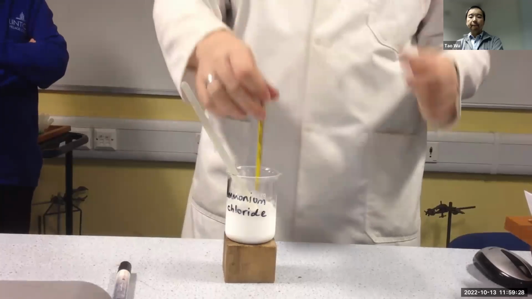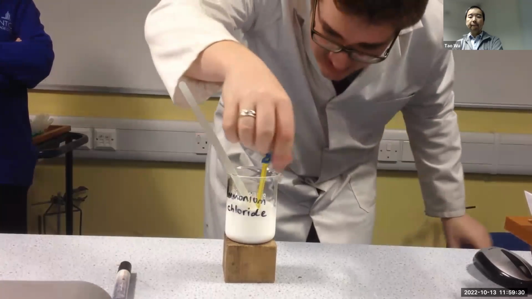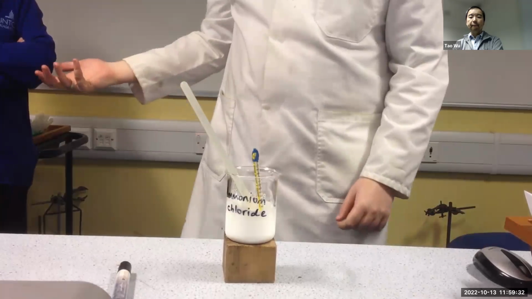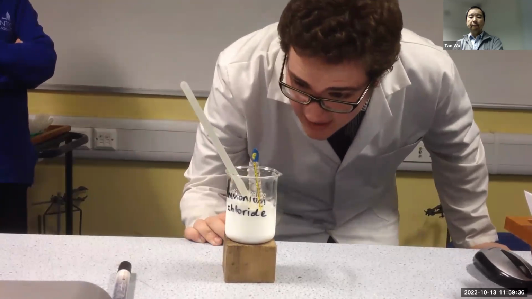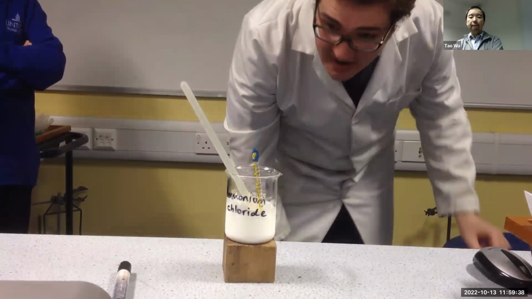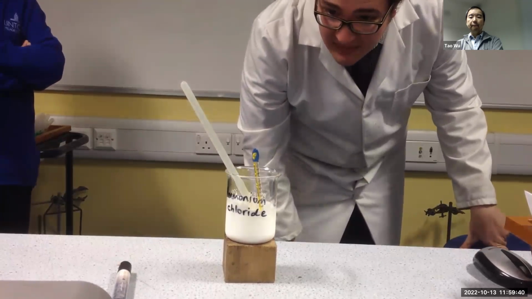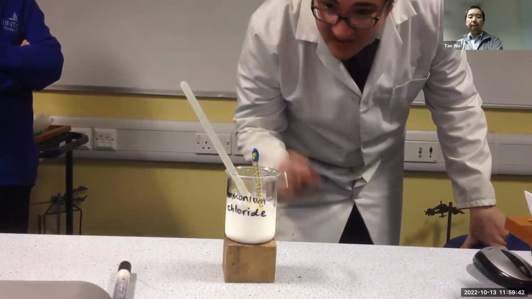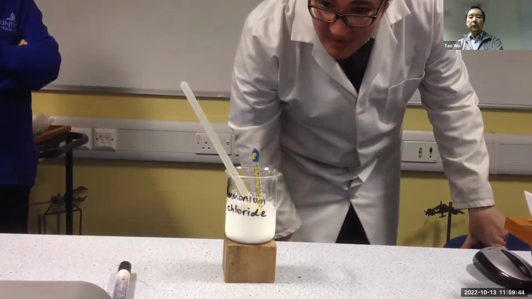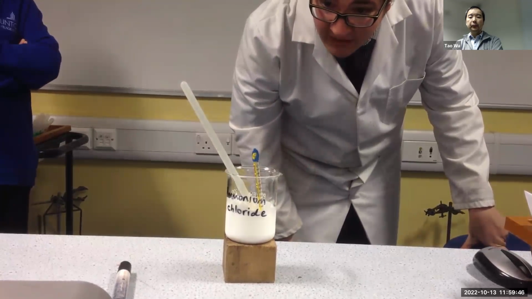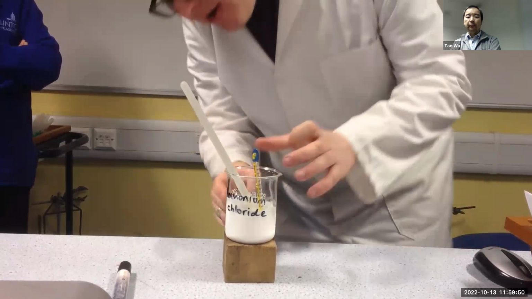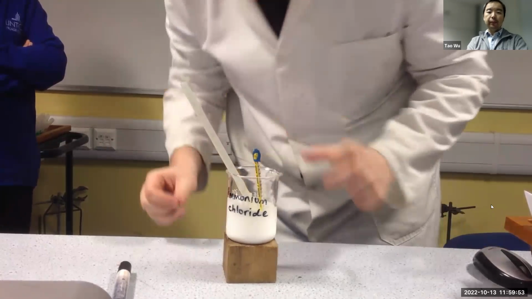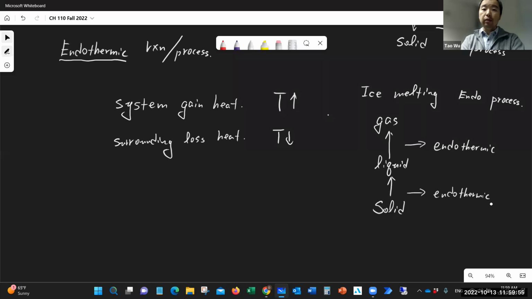So I put that there. The temperature is dropping, and we know it's below 0. This thermometer is calibrated to -10. It's shot down to -5 by about now, and it's carrying on going. In fact, there are ice crystals forming inside. So that is called endothermic.